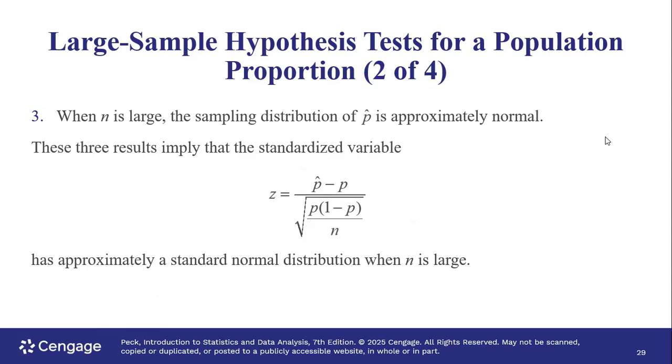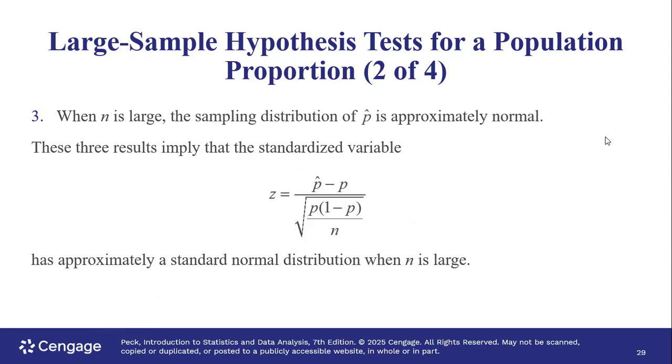When n is large, the sampling distribution of p hat is approximately normal. So the condition is n is large. We talked about a bell-shaped distribution of p hat that is approximately normal, meaning bell-shaped. And we talked about the mean and the standard deviation in the previous slide.